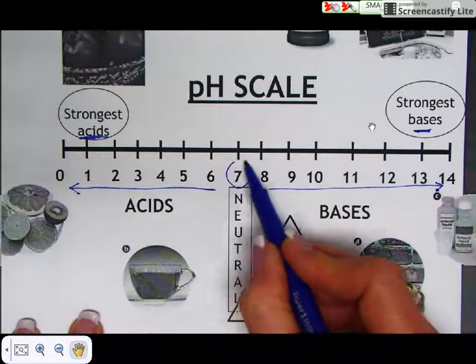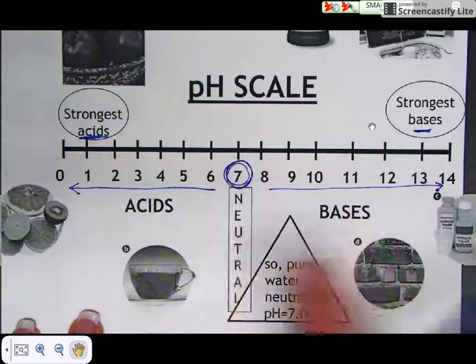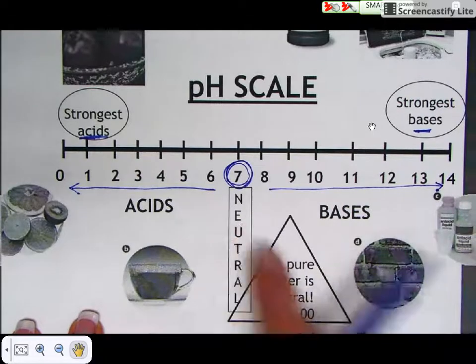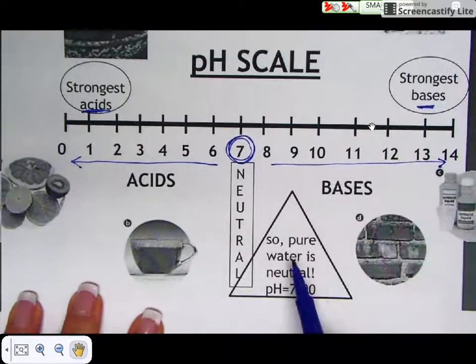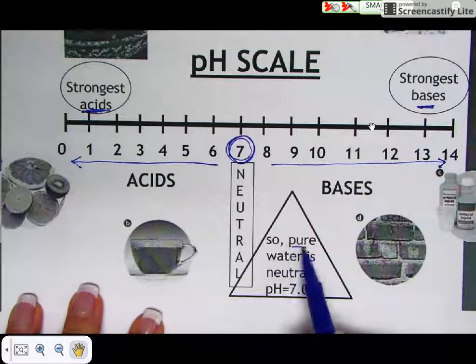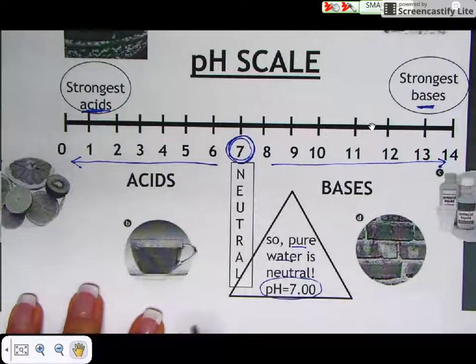If you have a pH of 7, that's when you have a neutral solution. I want you also to remember that water, if it's pure water, will always be neutral. The pH of a neutral solution is 7.00. pH of 7 is neutral.